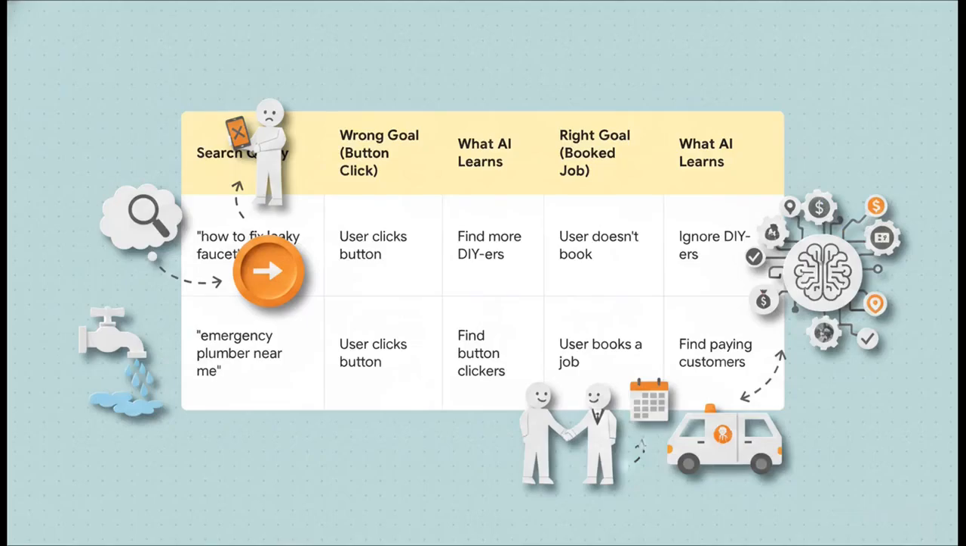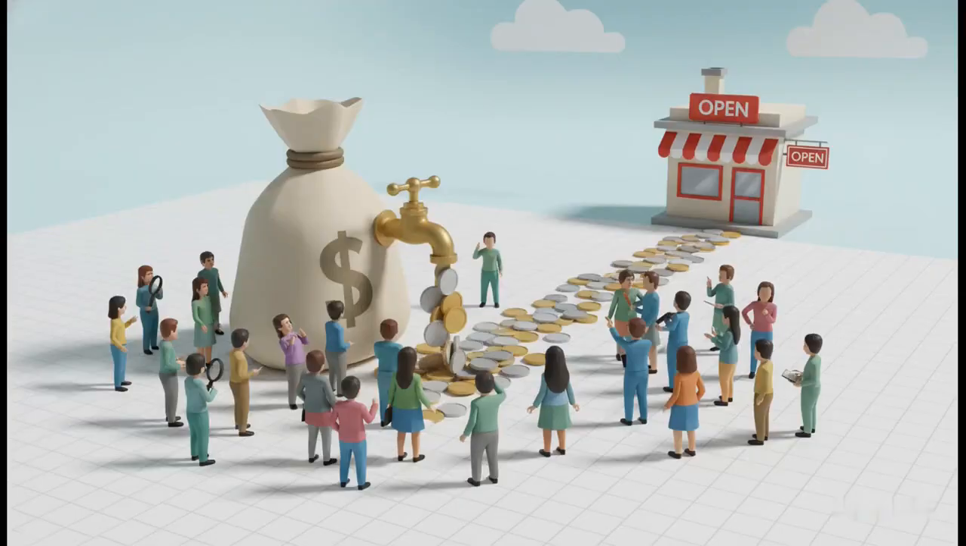Let's use a plumber as an example. If your goal is just a simple button click, the AI will find people searching for how to fix a leaky faucet, the DIY crowd, and it'll find people searching for an emergency plumber near me. Why? Because both of them will probably click a button. But if your goal is a booked job, the AI learns super fast to just ignore all the DIY researchers and focus all of its energy and your budget on finding those people who are ready to hire someone right now. So here's the painful result. Your entire ad budget gets optimized for the wrong thing. You end up paying top dollar to attract an audience of clickers and information seekers instead of actual paying customers.